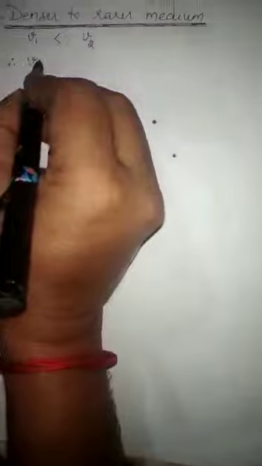The proof is almost the same, but the diagram is a little different, because in this case the velocity in the denser medium is V1 and the velocity in the rarer medium is V2, and here V1 is less than V2. So it means if we take the common time, then V1t is less than V2t.